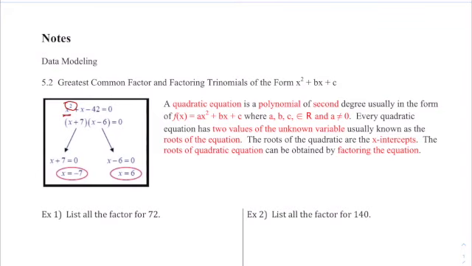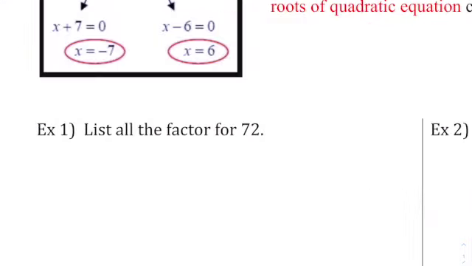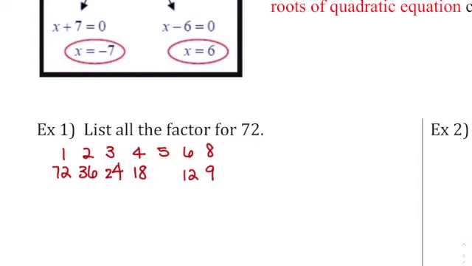Example number 1, to start off, list all the factors for 72. You start with 1 and find the pairs. 1 times 72. If you do 2, that will be 36. If you do 3, 24, 4, 18, and 5, you can't do it. 6, you can have 12. 7, you can't do it. 8 is 9, 8 times 9. And then you do 9 times 8.